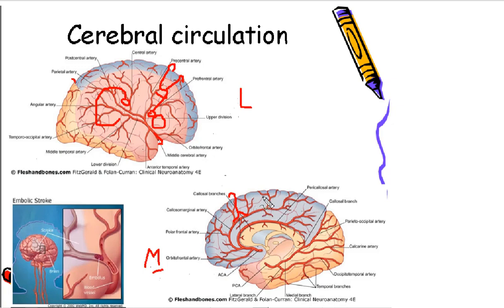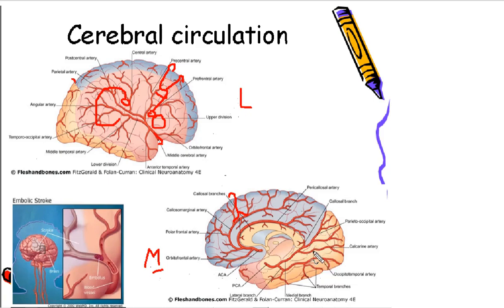This here represents part of the inferior surface. The medial surface is just this much. This represents part of the inferior surface too. So you can see here that the temporal pole is supplied by the middle cerebral, and the occipital cortex here is supplied by the posterior cerebral. So these are the important functional areas that you must know, and which artery supplies them.